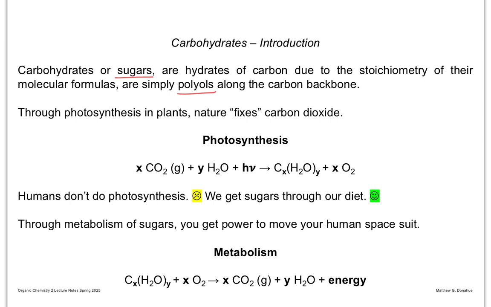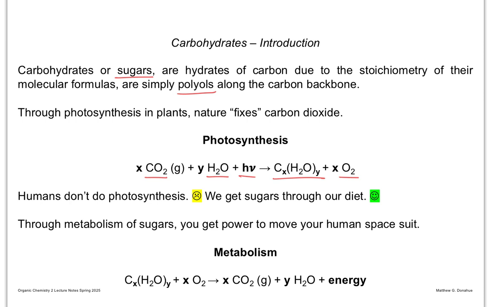So in photosynthesis in plants, nature takes carbon dioxide plus water and light, and then it makes sugars, and then produces oxygen. So that's why we need a lot of trees on Earth to scrub out CO2 and produce oxygen that we can breathe. So that's what plants do.